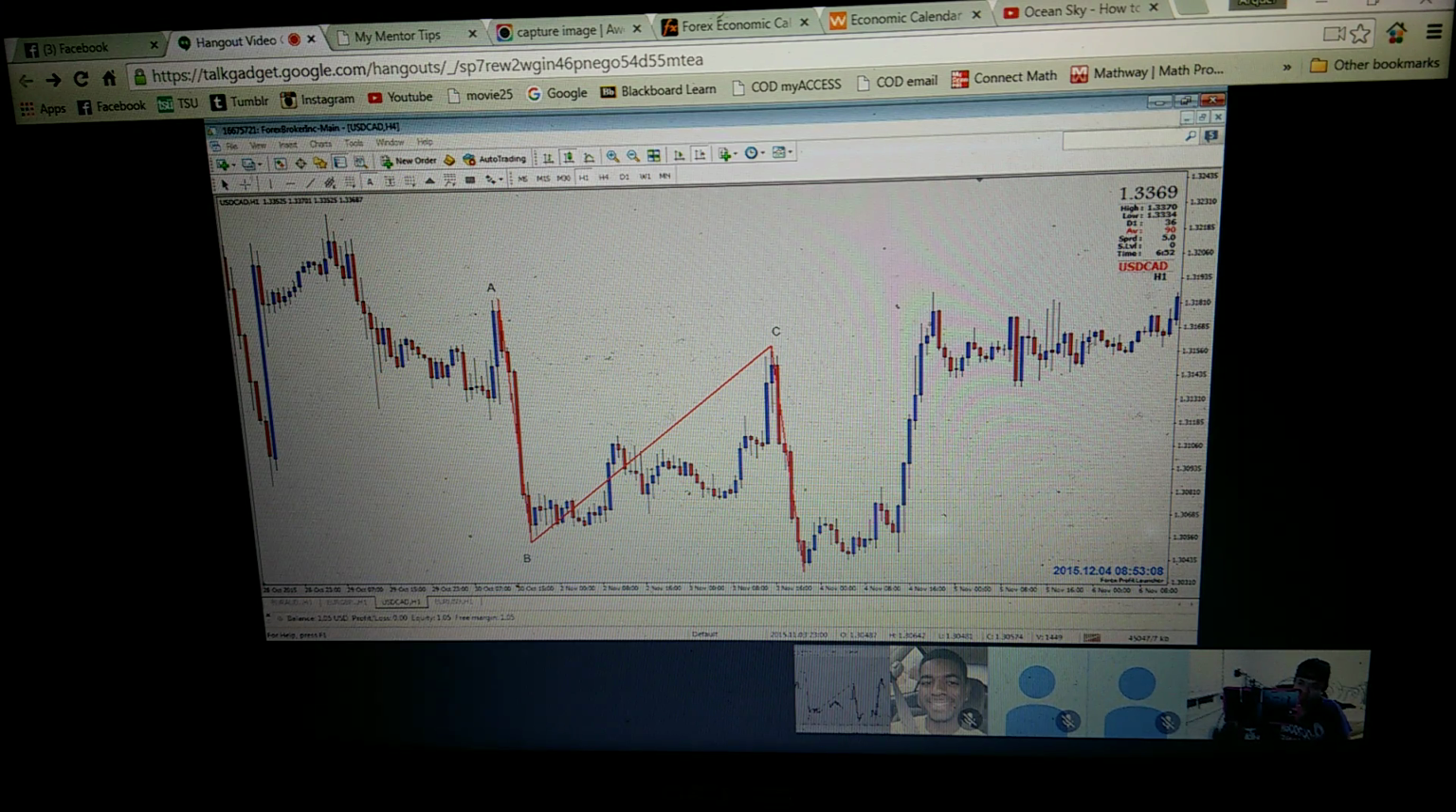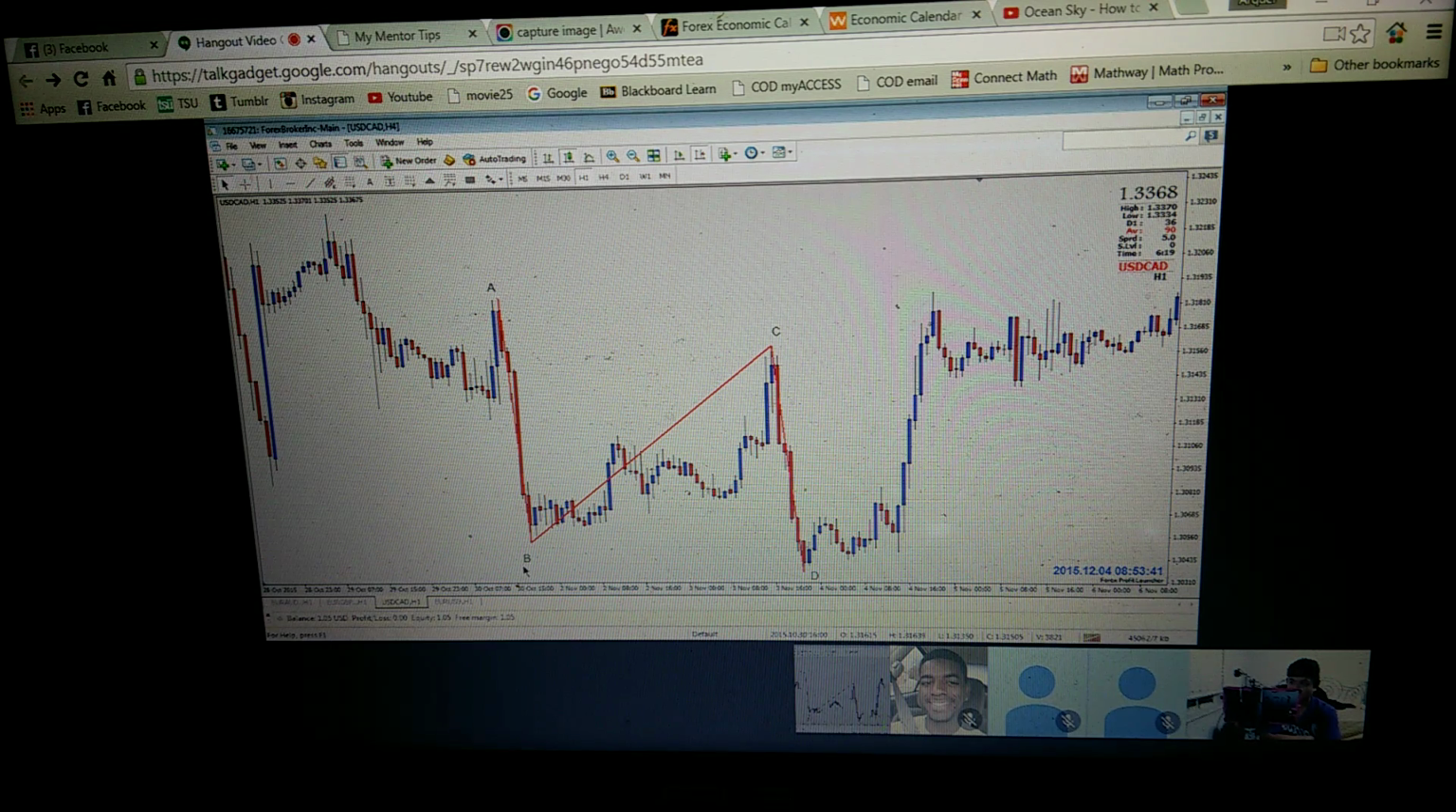Okay. So, this is good for, you can see it. A to B, C to D is basically to identify the C to D swing. If that makes sense.